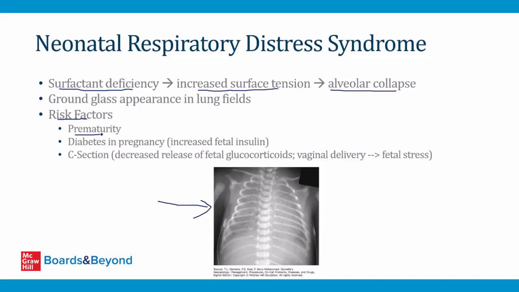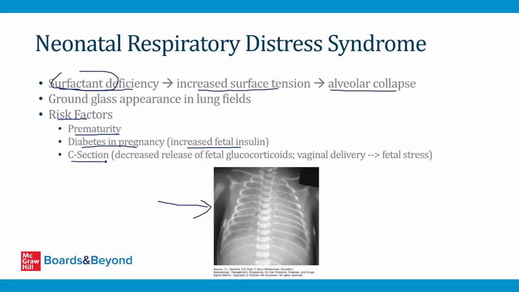First of all, prematurity is a big one. Babies that are born prematurely do not have enough type 2 pneumocytes in their lungs to produce the surfactant that they need. Diabetes in the mother during pregnancy is also a risk factor. That's because when mothers have diabetes, their blood sugar gets high and they expose the fetus to high blood sugar. This leads to the fetus producing more insulin, and it turns out that insulin inhibits surfactant production. So mothers who have diabetes in pregnancy have a higher risk of having a baby develop the neonatal respiratory distress syndrome.